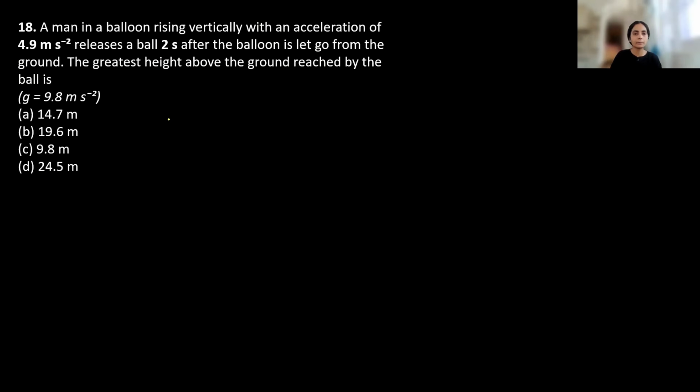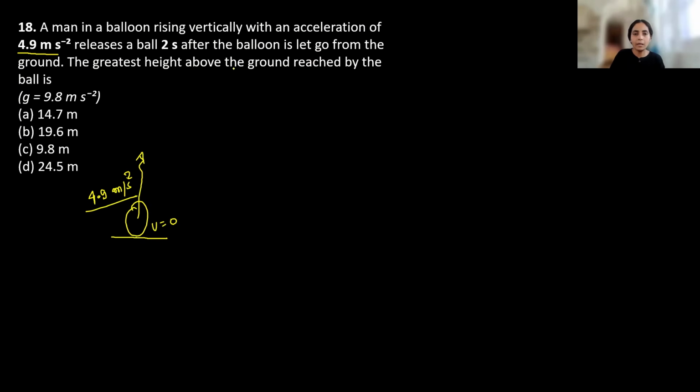चलो आगे बढ़ते. Now, a man in a balloon rising vertically with an acceleration of this. So there is a balloon and this is rising vertically with what acceleration? 4.9 meter per second square. And it releases a ball 2 seconds after the balloon is let go from the ground. So ground se balloon is let go with the acceleration this much in the upward sense. So initial velocity is 0. And then it will start going up with this acceleration.